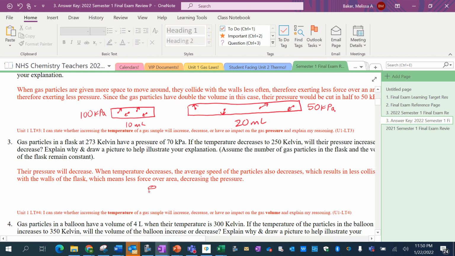Okay, so we've got a flask, got gas particles inside. Okay, this is 273 Kelvin. This is 70 kPa. And then all of a sudden, it gets colder, goes down to 250 Kelvin. Particles I'm going to show just moving more slowly, and so the pressure would be less than 70 kPa.